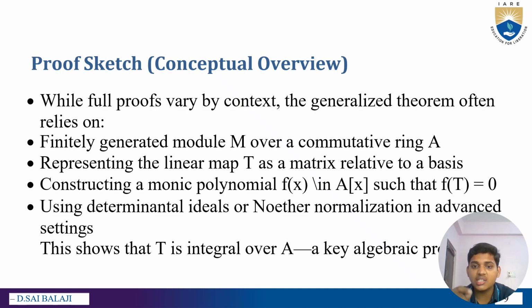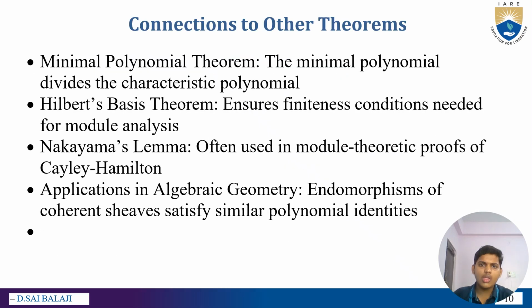This shows that T is integral over A. A is a commutative ring. That is, the module M is generated over a commutative ring, and T is integral over the commutative ring. That's the main point.